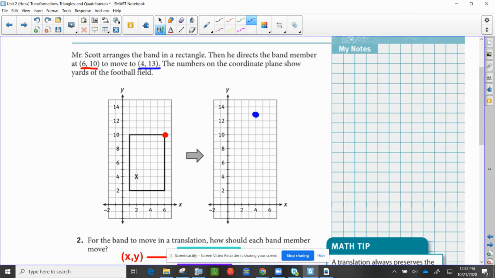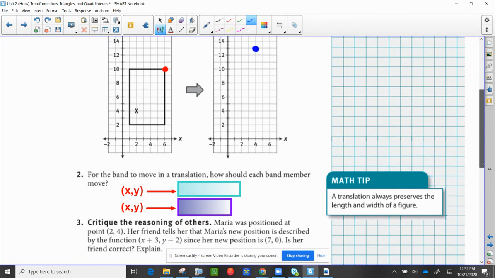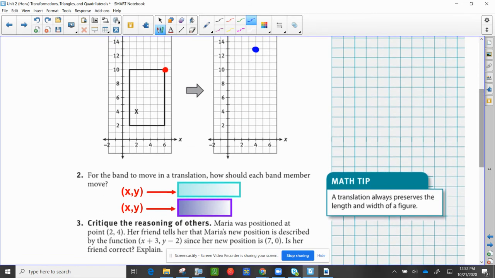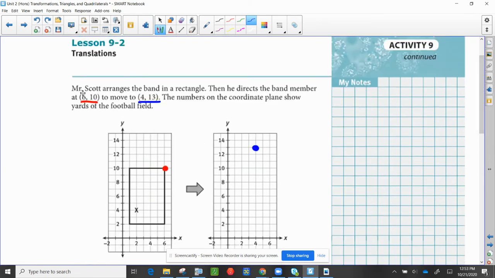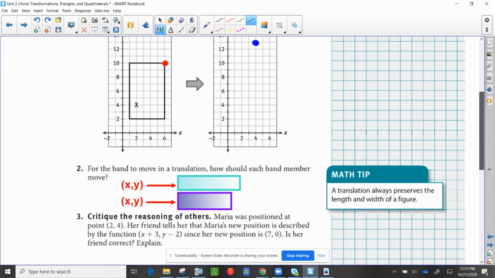Okay. The number on the coordinate plane shows the yards on the football field. So in number 2, we're going to talk about how each band member should move for this translation. So how do we go from the red point to the blue point? Or you could even look at it in terms of the numbers. How do we go from 6 to 4 and 10 to 13? What are we doing there with each coordinate?